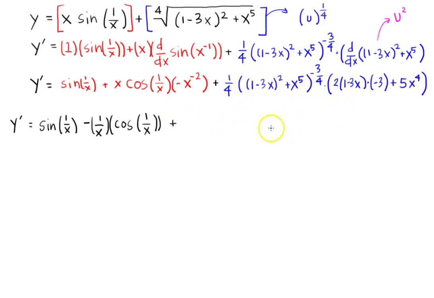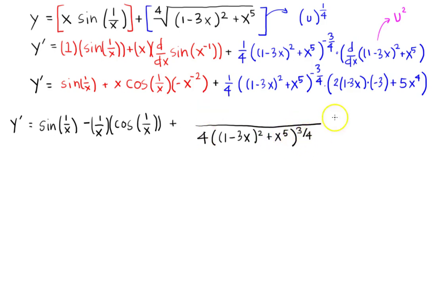Okay, whoa. Let's just take our time with this one. First off, this is negative, so this is all underneath. This is actually a giant fraction, because all of this stuff is going to be on the top, and all of this is going to be on the bottom. So I've got the 4 on the bottom too. So it's 4 times all of this: 1 minus 3x squared plus x to the 5, all to the power of 3/4.